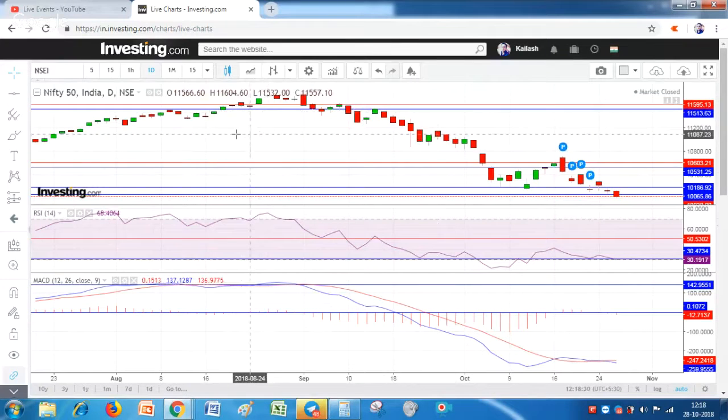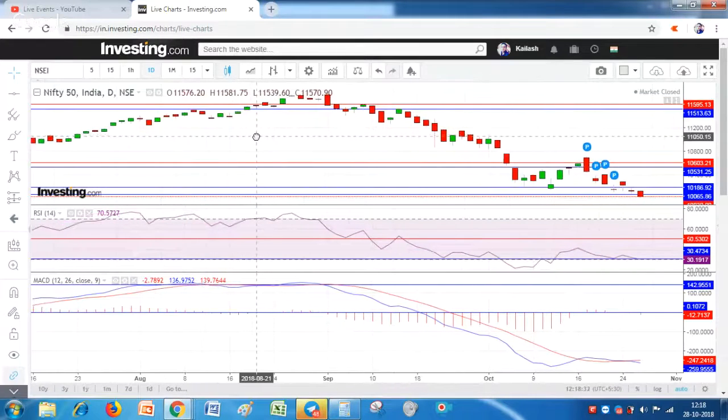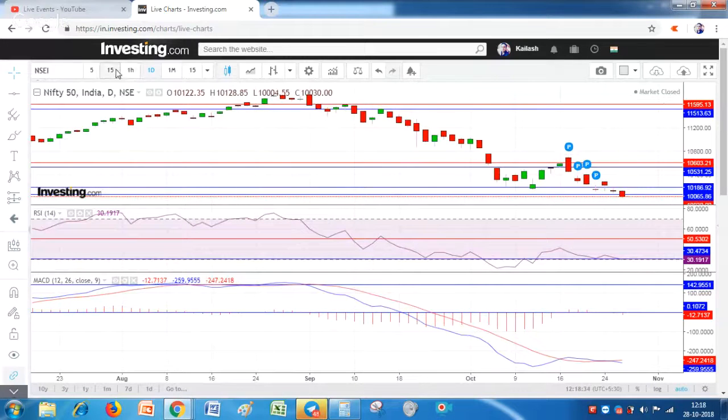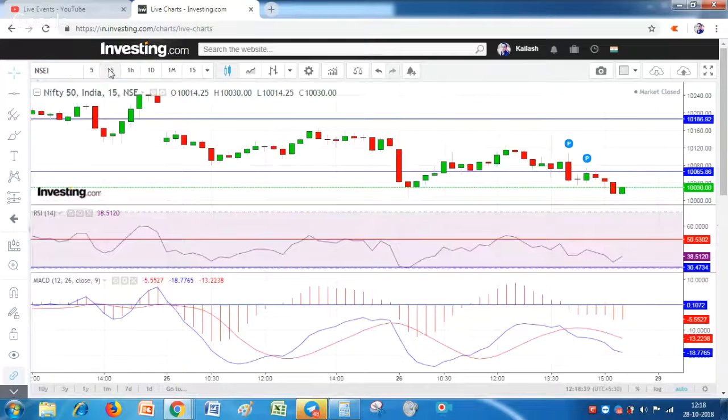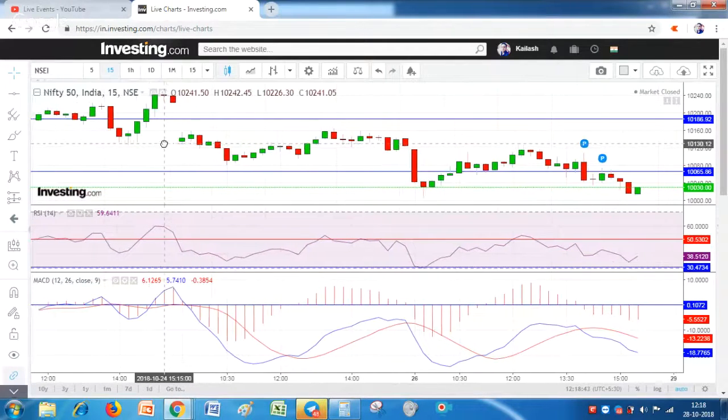But use both indicators, friends. They will work wonders. Let me just check the 15 minutes for intraday. Always remember, the higher the time frame, the more reliable is the signal. Always remember this thing.